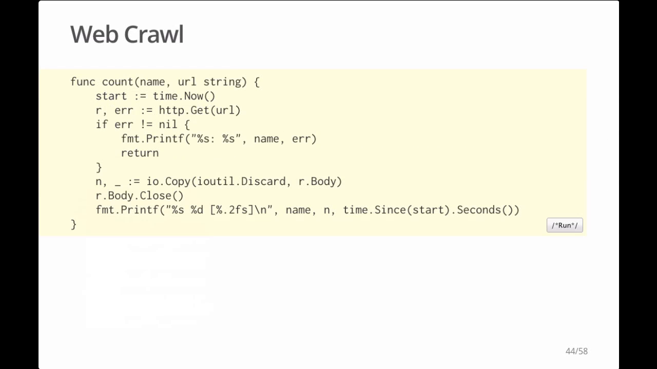Here's the actual count function. It calls http.Get to get the URL, and then it calls io.Copy to copy the body of the response, r.Body, to a writer we haven't seen before, ioutil.Discard. ioutil.Discard is the /dev/null of io.Writers. It takes whatever you give it and throws it away. But one of the things io.Copy returns is the number of bytes it copied, so that's the number of bytes in the response. So we end by printing the name of the language, the number of bytes on its homepage, and the amount of time it took to do the HTTP fetch.